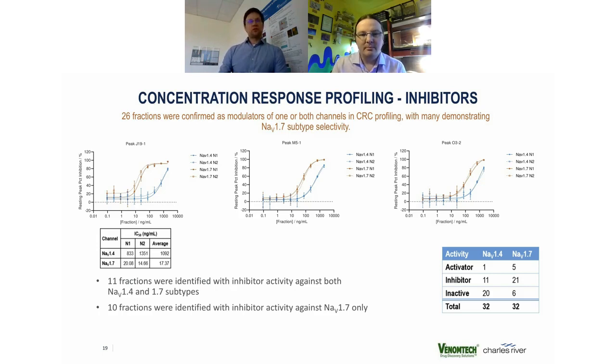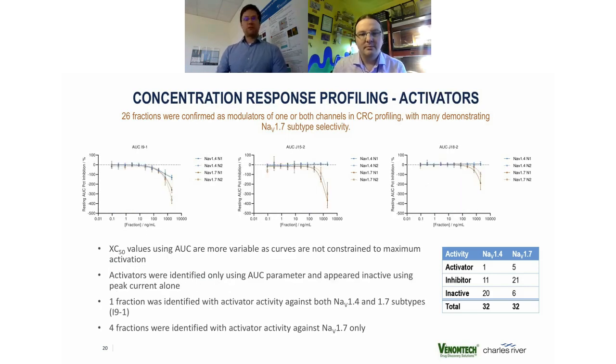Similarly, we also saw activators. As Steve mentioned, the NOTINs don't only inhibit, they can modulate the channel in other ways. So here we're showing examples where we're getting activation of either Nav1.7 and Nav1.4, as in the top left graph, or activation of Nav1.7 only, as in the middle and the top right graphs. So again, starting to see some different behaviors with the different venom fractions.